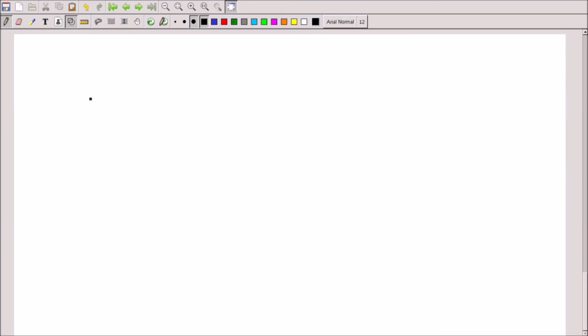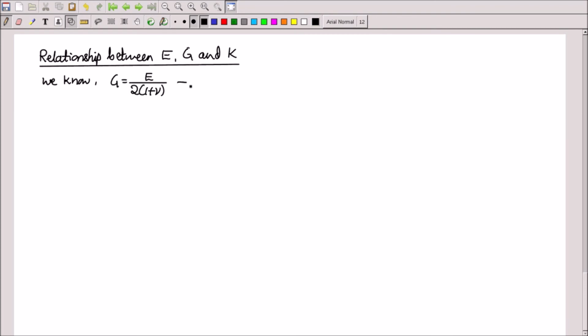Now we will try to combine E, mu and G, all three. So relationship between E, G and K means we will try to eliminate Poisson's ratio from the relation. We know that rigidity modulus G is E by 2 into 1 plus nu. This can be written as E is equal to 2G into 1 plus nu. We also have K is equal to E divided by 3 into 1 minus 2 nu, which can be written as E is equal to 3K into 1 minus 2 nu.